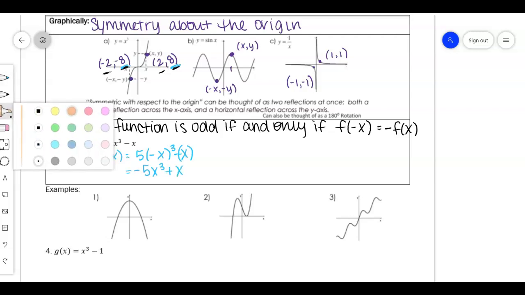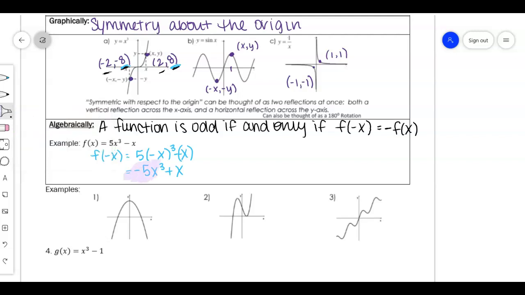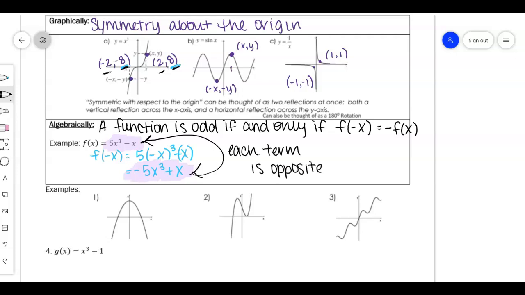And if you compare this now to the original, every sign changed. So we could say each term is opposite now. And that's what this formal definition is saying. If you plug in a negative x value and you get out the same function but opposite, it's going to be an odd function.